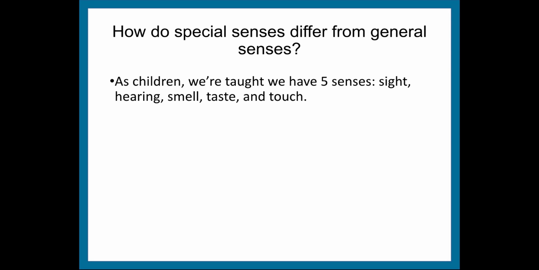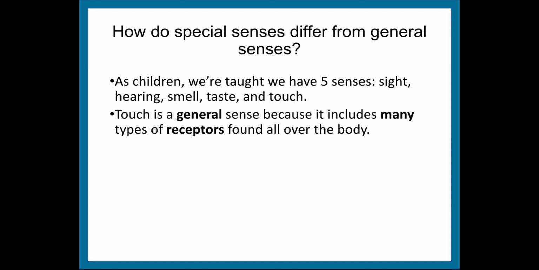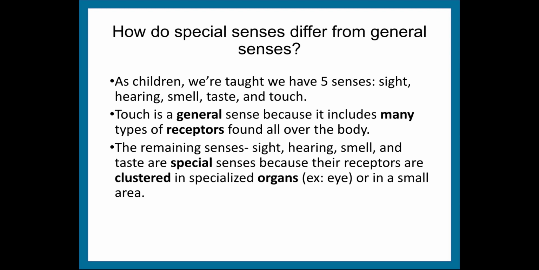As children, we're taught that we have five senses: sight, hearing, smell, taste, and touch. Touch is a general sense because it includes many types of receptors that are found all over the body. The remaining senses, though, sight, hearing, smell, and taste, are special senses because their receptors are clustered together and they're usually in specialized organs. For example, the eye, or in at least a very small area.